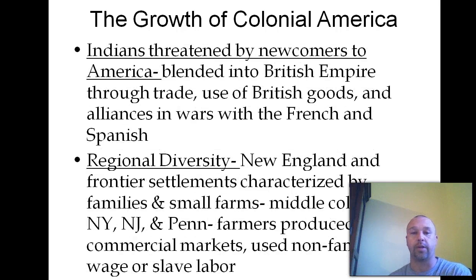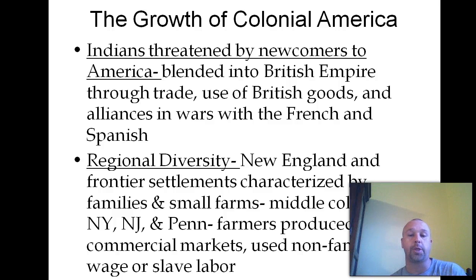still practice their religion. The Indians were very much threatened by these newcomers to America, and those that survived were forced to blend into the British Empire through trade, through the use of British goods, by making alliances and wars with the French and also the Spanish.